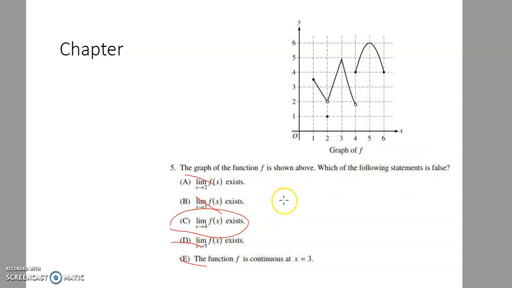Whenever I get one of these questions, I always go through and check the remainder of them, right? So I'm going to hold that in my back pocket. I think C is the answer, but I'm going to check these two to make sure that the AP is not fooling me. D, limit as x goes to 5 exists. Well, look, it comes into 6, comes into 6, we're good there. And then is it continuous at x equals 3? It is. So yes, indeed, my answer is C.